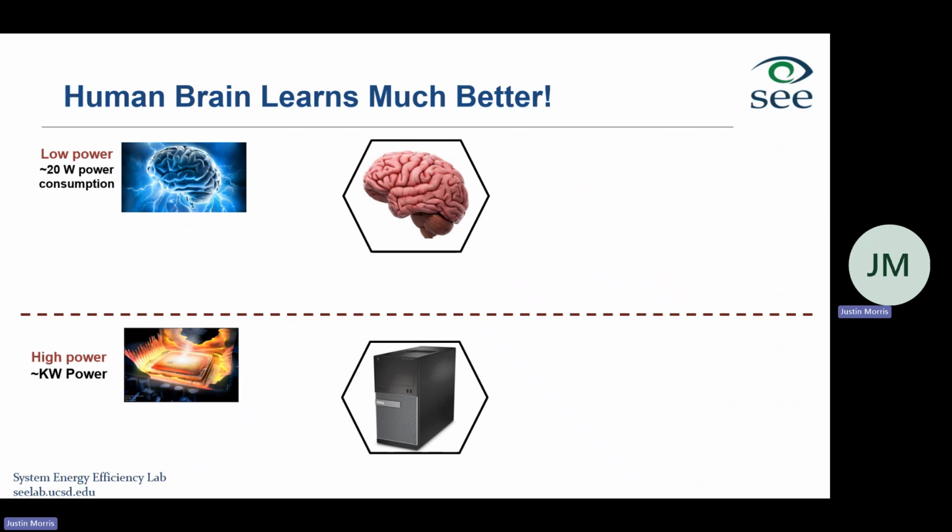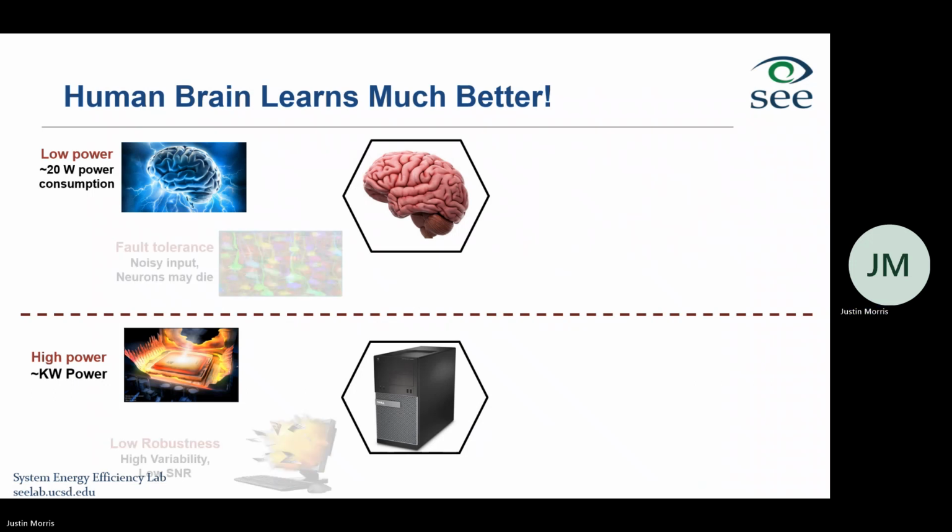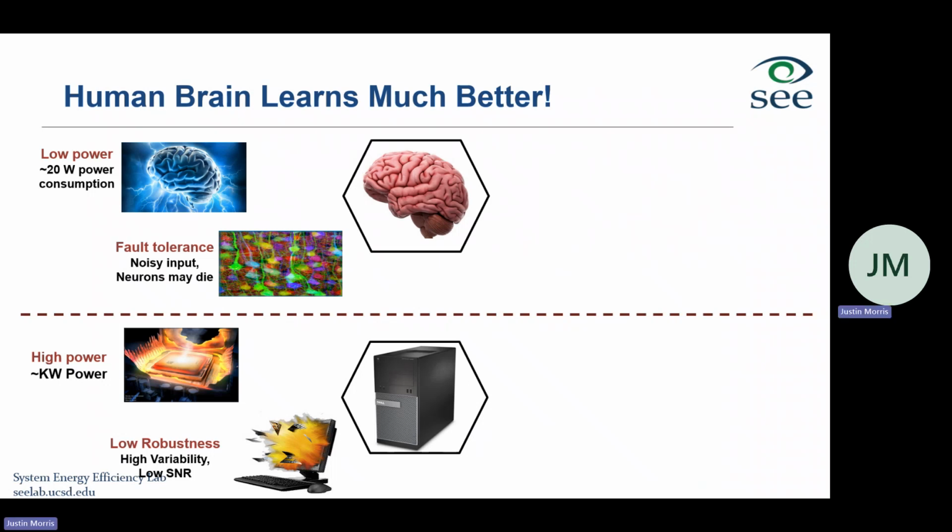We have these different properties. It's low power, like I mentioned, 20 watts for your brain. But traditional computing with machine learning is high power, like a computer is in the kilowatts. The server farm is in the megawatts, right? Our brain is also fault tolerant. Our neurons die as we age, as we hit our heads, but we still remember our core functions and everything. Whereas the machine learning algorithms are not very tolerant to noise.